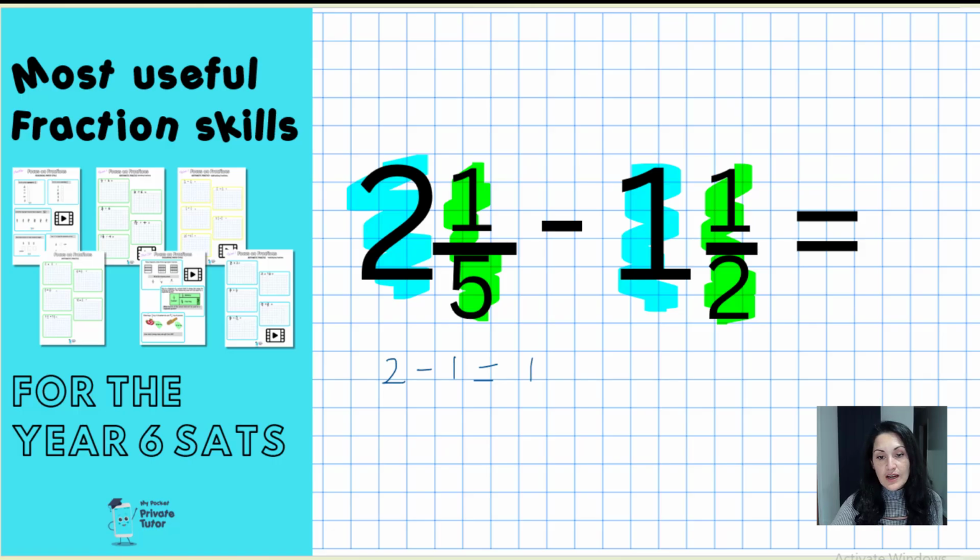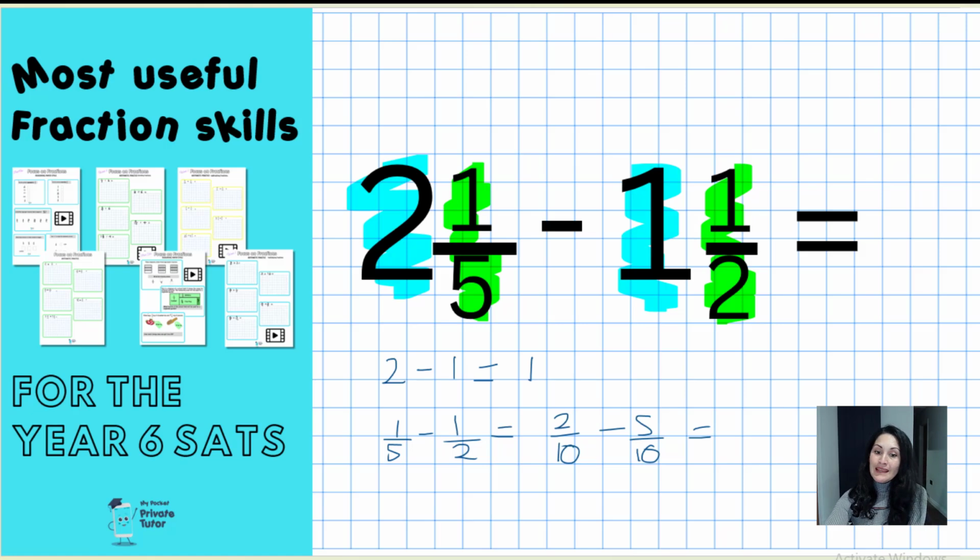So 2 subtract 1 is 1, and then we would do the 1/5 subtract 1/2. So we obviously need to find a common multiple so that we have the same denominator. So if your child is secure with subtracting fractions, they may change this to 2/10 subtract 5/10, which is all correct. 2/10 is 1/5, 5/10 is 1/2.